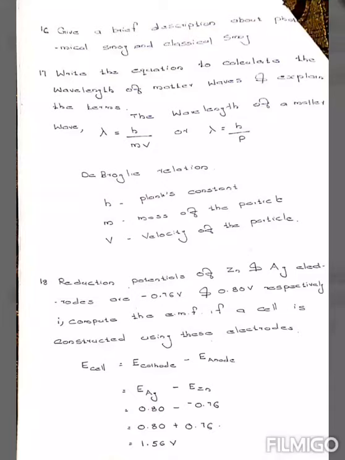Next question, reduction potentials of zinc and silver electrodes are minus 0.76 volt and 0.80 volt respectively. Compute the EMF if the cell is constructed using these electrodes. Answer, E cell is equal to E cathode minus E anode.